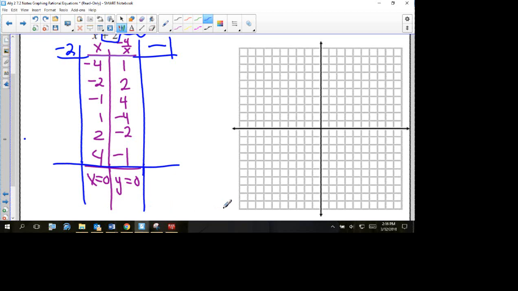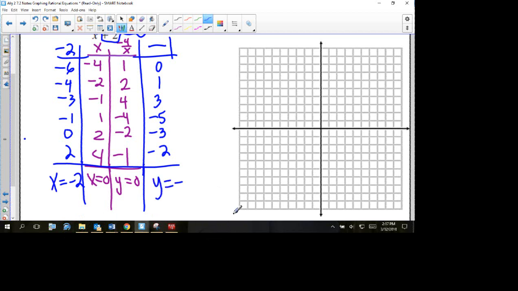Because those get translated as well. So I'm going to take my x's, subtract 2. Take my y, subtract 1. And I'm going to do the same thing to my asymptotes. X equals 0, subtract 2 is now x equals -2. Y equals 0, subtract 1 is now y equals -1.